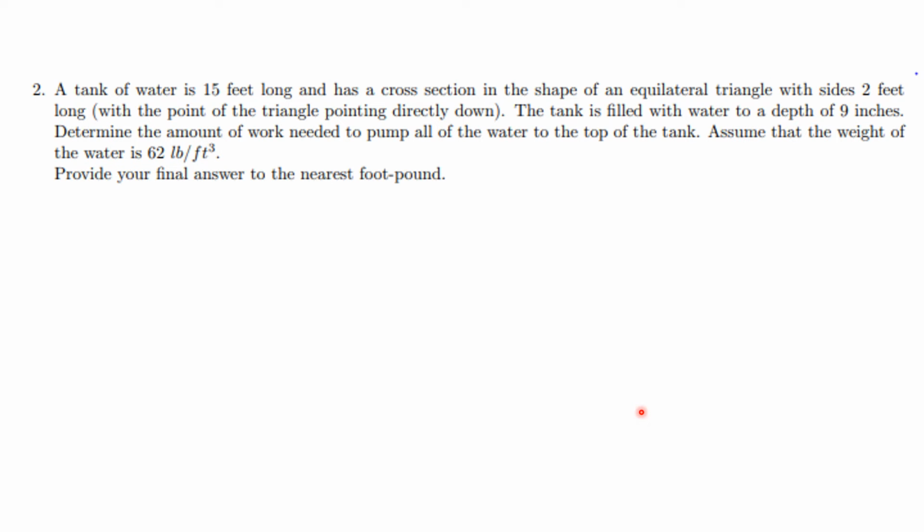Number 2, a tank of water is 15 feet long and has a cross-section in the shape of an equilateral triangle with sides 2 feet long, with the point of the triangle pointing directly down. You have to draw a picture of this in order to figure out the problem. The tank is filled with water to a depth of 9 inches. Units matter, don't they? Determine the amount of work needed to pump all of the water to the top of the tank. Assume that the weight of the water is 62 pounds per cubic foot. And so what you do is provide your final answer to the nearest foot-pound.